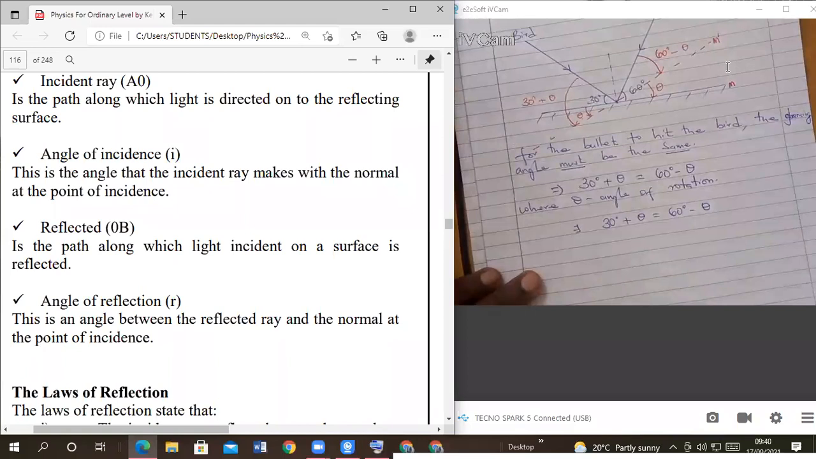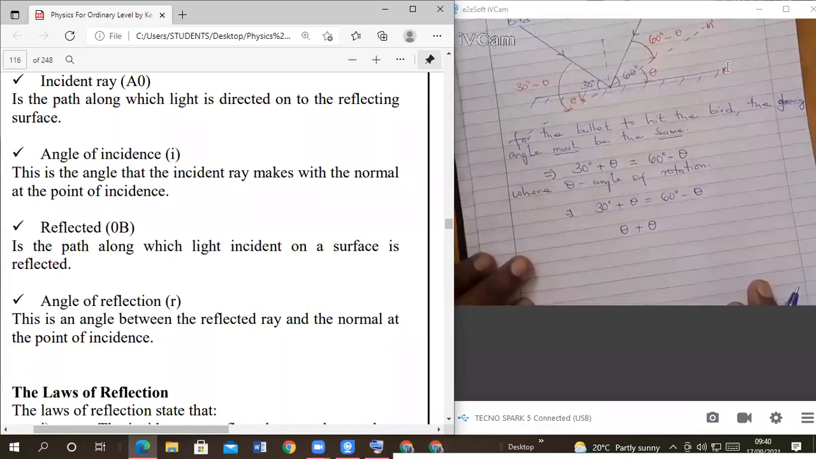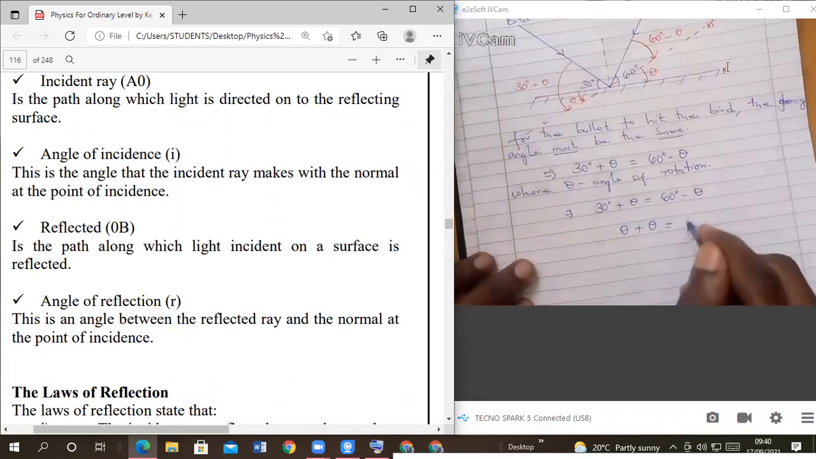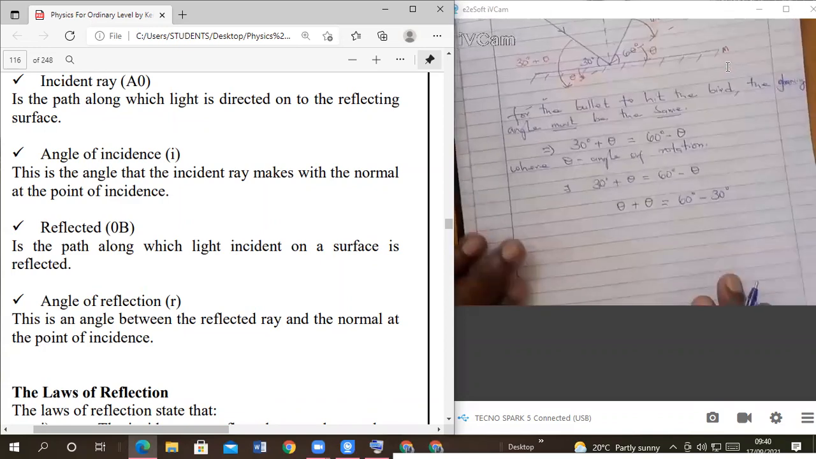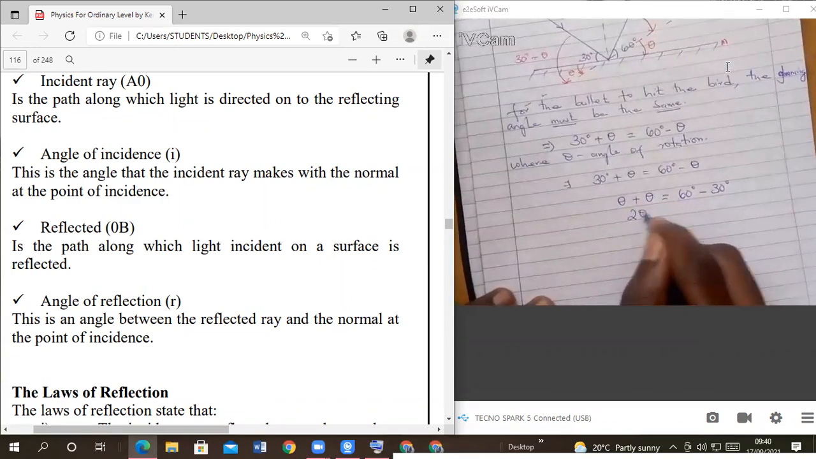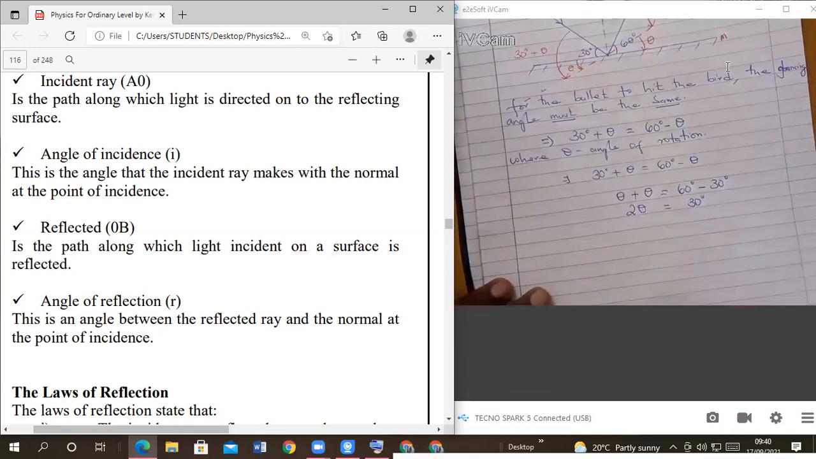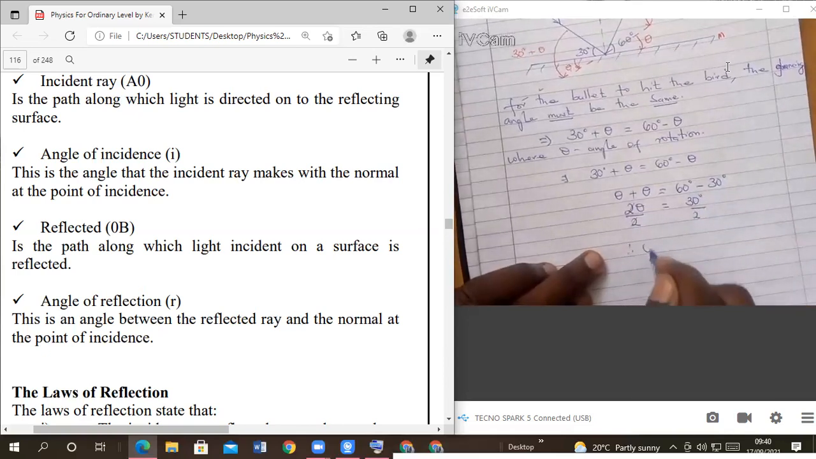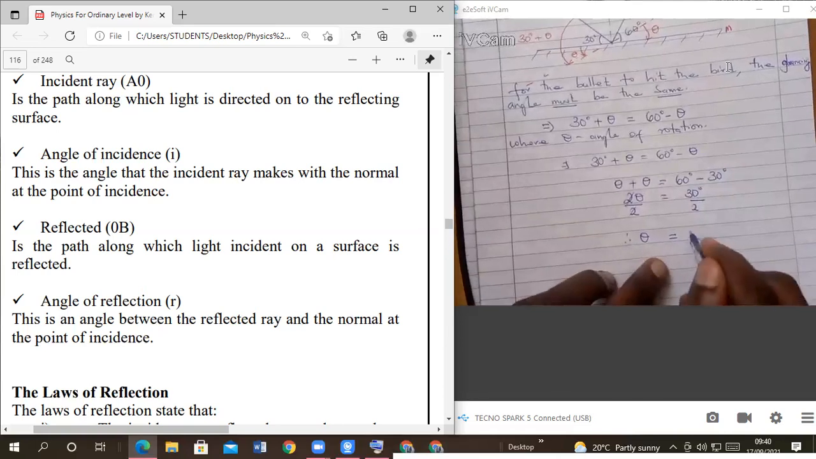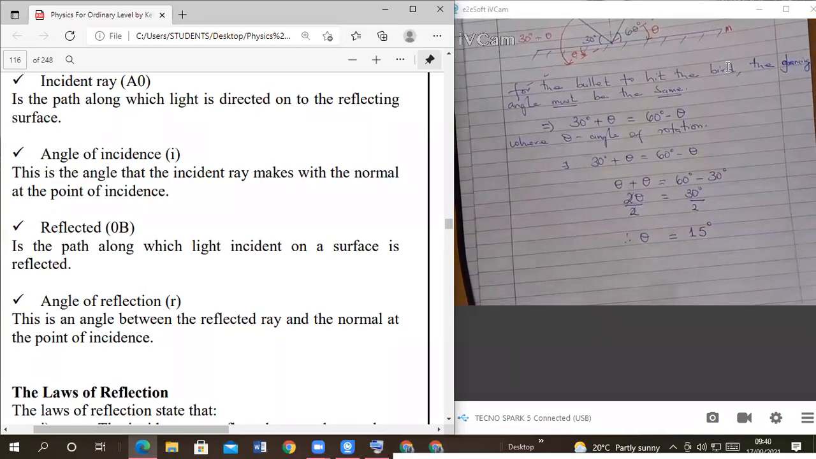So let's collect our like terms. We shall have theta plus theta equals 60 degrees minus 30 degrees. This gives us 2 theta equals 30 degrees. So we divide all through by 2. Therefore our theta is 15 degrees. Have you seen that?